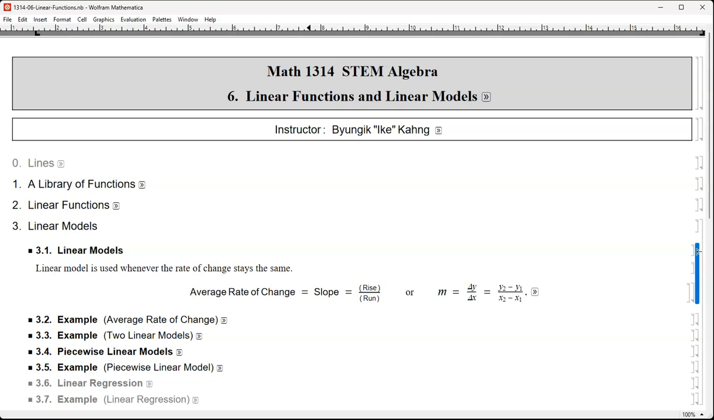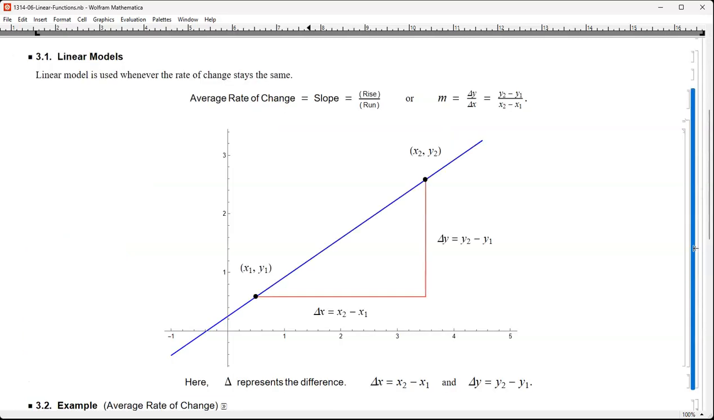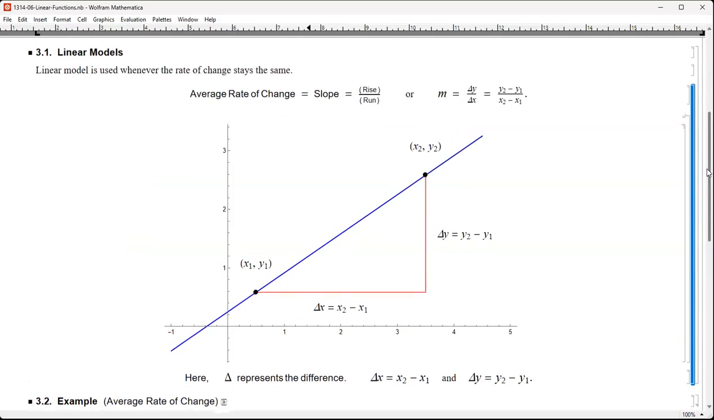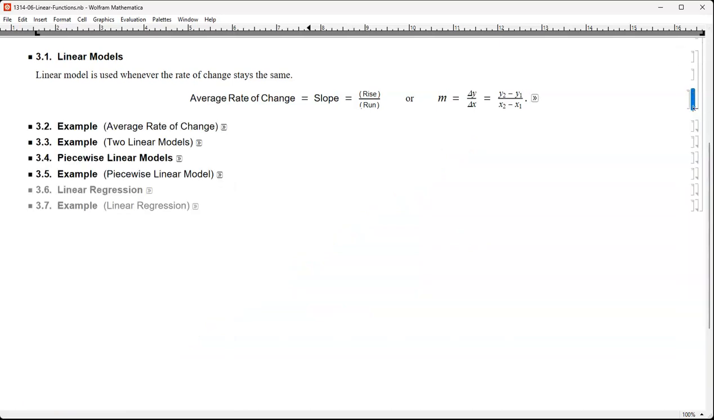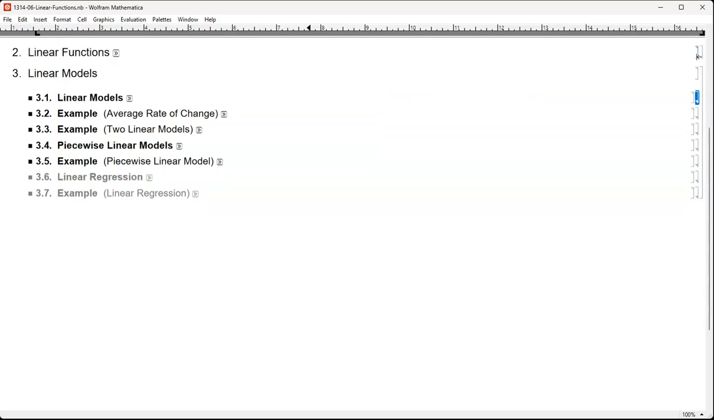Linear model revolves around the average rate of change because a linear function has the same slope everywhere. So the average rate of change stays constant. If it is a model coming from some experimental data or survey, not everything will be perfectly the same, so there will be some things off here and there, but we want to have more or less the same. So that's what you're looking for, the average rate of change or the slope.